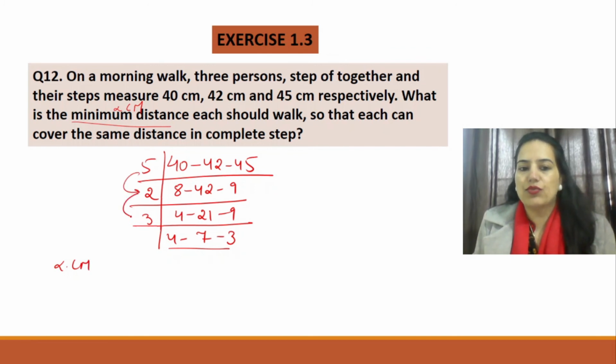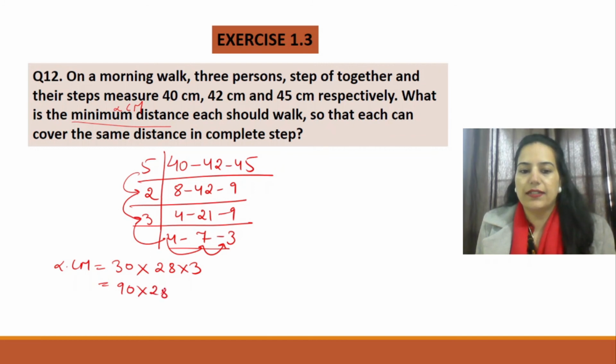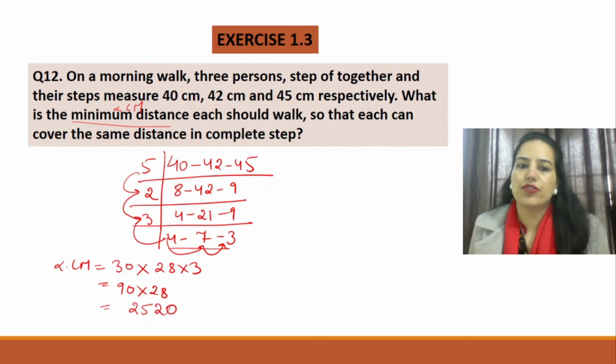5 into 2 into 3 into 4 into 7 into 3. So this will be 10 and 30 multiplied by 28 into 3, that is 90 into 28. You may do your calculations the way you like. It is 2520. So this is the minimum distance everybody should walk so that they are at the same distance.